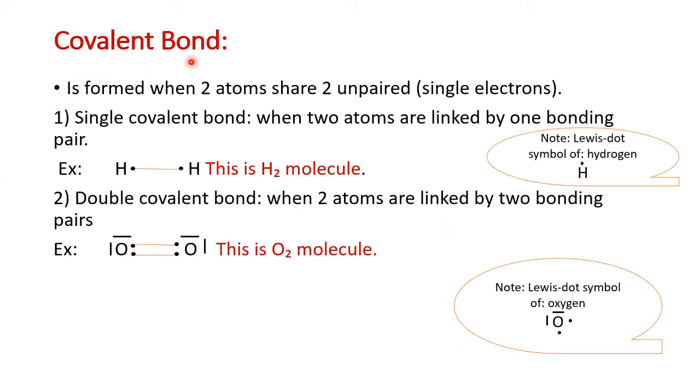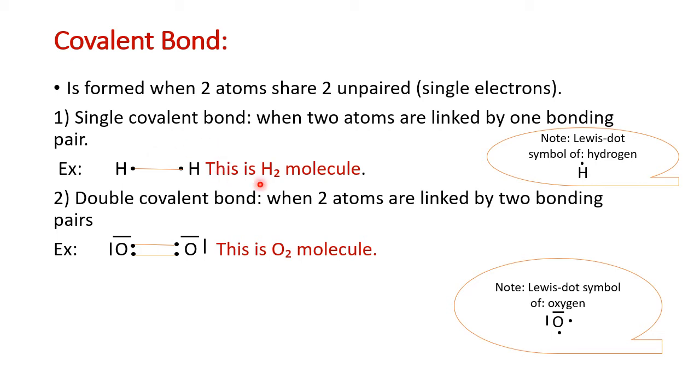Covalent bond, we said it is the bond formed between atoms in a molecule. It is formed when two atoms share two unpaired or single electrons. It means that the unpaired electrons participate in covalent bond. We have first single covalent bond, we have double and triple. Starting with single, when two atoms are linked by one bonding pair, we have a single covalent bond.